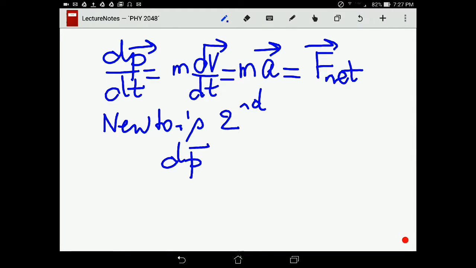And that's actually the way Newton himself discussed the whole problem. So if you want to change the momentum of an object, what you need to do is apply an external force to it. So that's an important result here, and that's another way of describing Newton's second law.